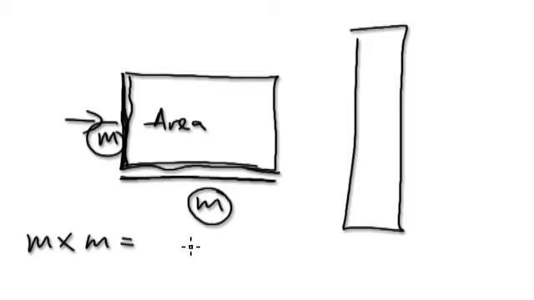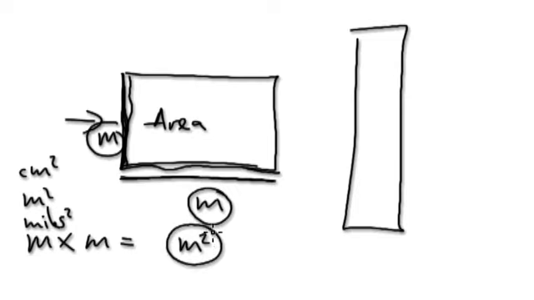That's why when you express the area, you always have to express it in something squared. So you could say centimeters squared, or meters squared, or maybe miles squared. That's why every time you want to express the area of something, you've got to use the length squared. Meters squared is the standard unit for area.